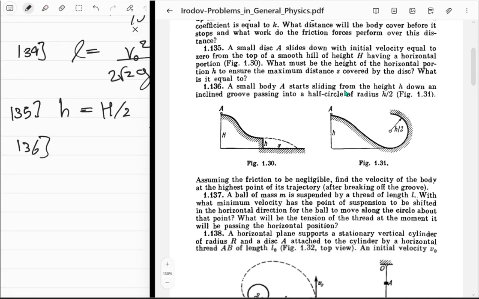A small body A starts sliding from the height h down an inclined groove, passing on to a half circle of radius h upon 2, figure 1.31. Assuming the friction to be negligible, find the velocity of the body at the highest point of the trajectory after breaking off the groove. Breaking off the groove, what does that mean? Inclined groove, passing into a half circle like that. Friction to be negligible. Find the velocity of the body at the highest point in the trajectory.